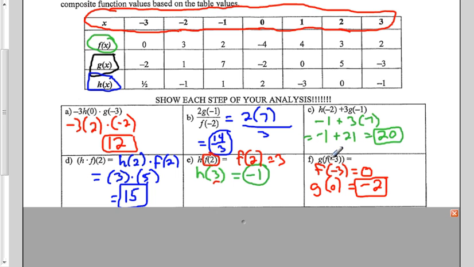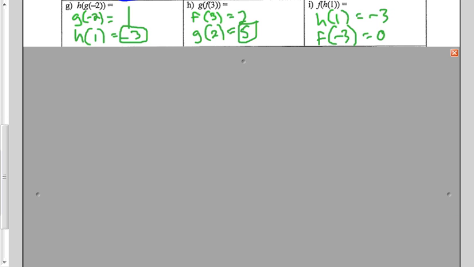Okay, I wrote it all out on this one. F of -3 is 0, and then we're trying to find g of 0. G of 0, when x is 0, g of x is -2. All right, why don't you try the next six?